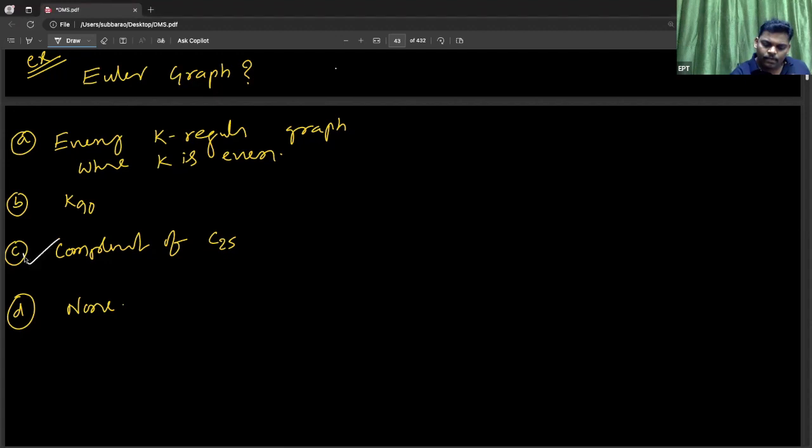If anyone still has doubt, let me check. In the place of C25, let me take some small odd number. Let's take some other odd number. C5, I am taking, so 5 vertices.